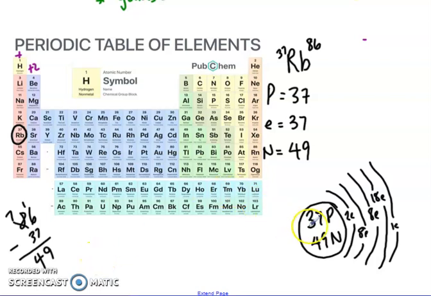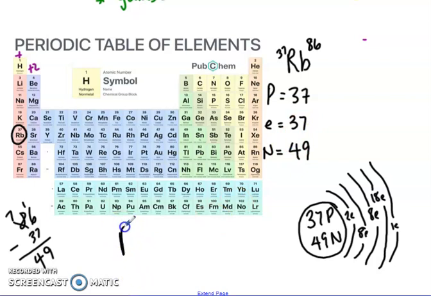What did I do? I put my protons and my neutrons in here, and then I went, I know I've got 2 in my first shell, 8 in my second shell, 8 in my third shell, 18 in my fourth shell, and then 1 left over. And then I double checked, added those all up, and I got 37 electrons. Not 49.